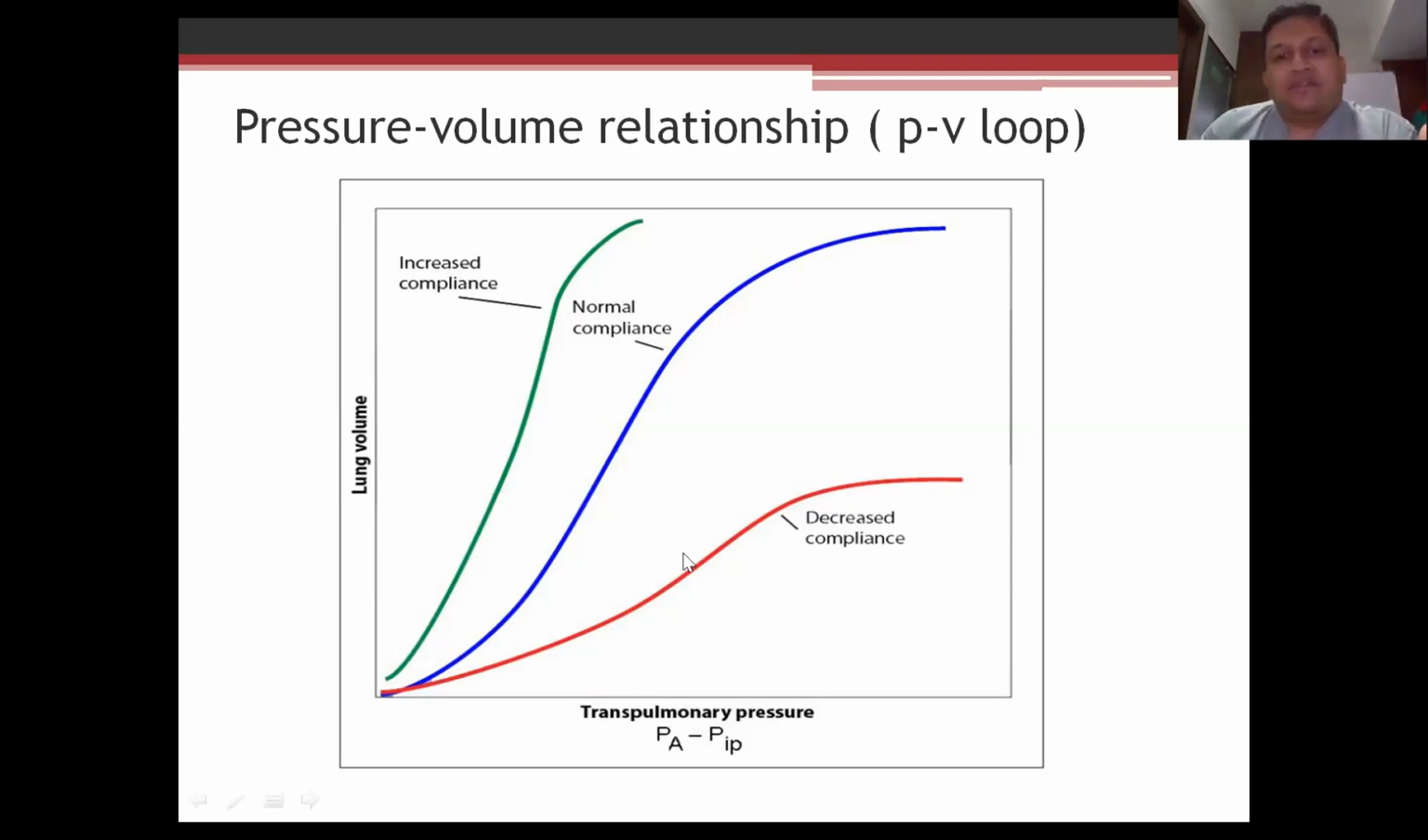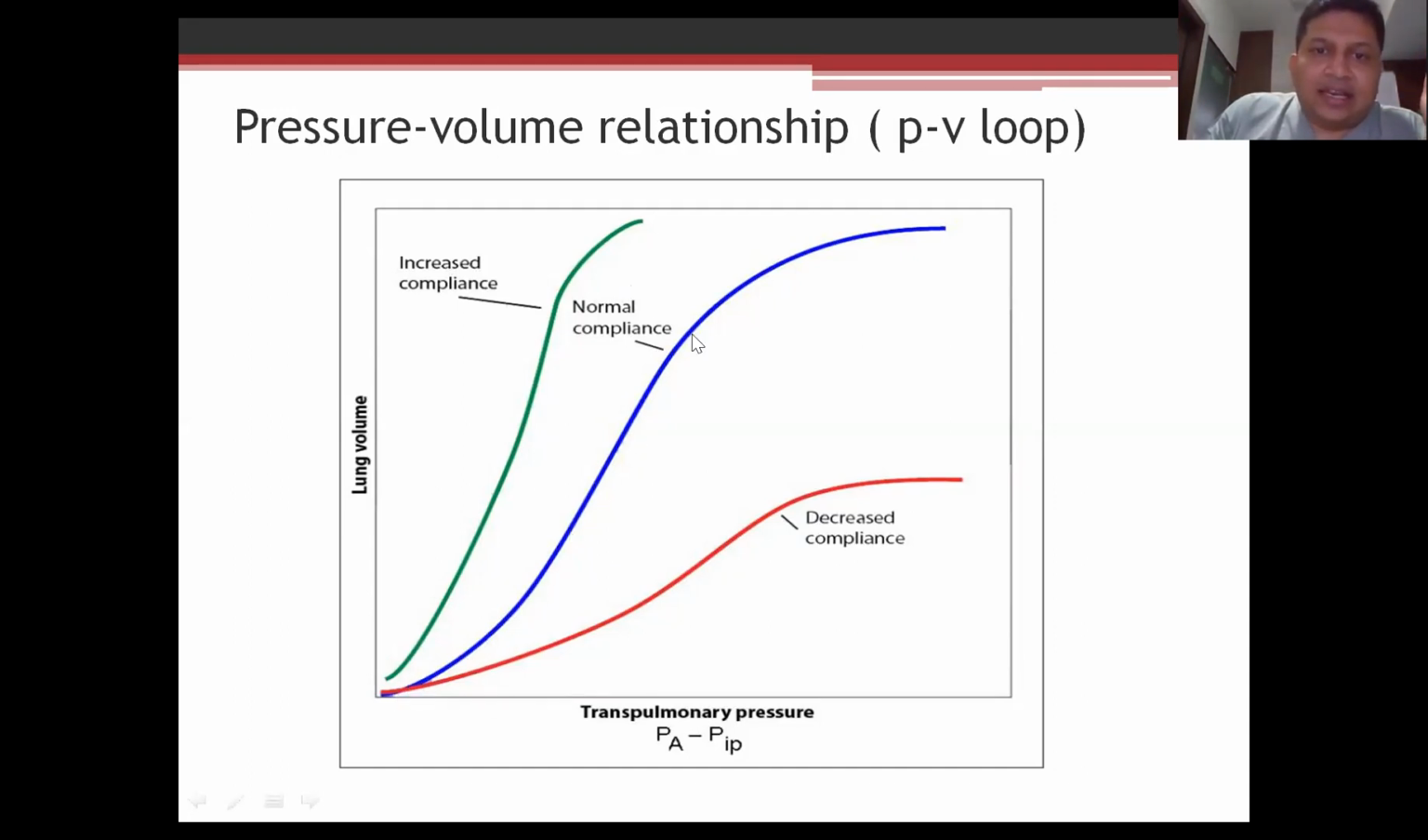According to which graph your patient's lung follows, you can think about which kind of disease the patient is having. Decreased compliance is called restrictive disease, and increased compliance is not a disease, it is a normal thing.